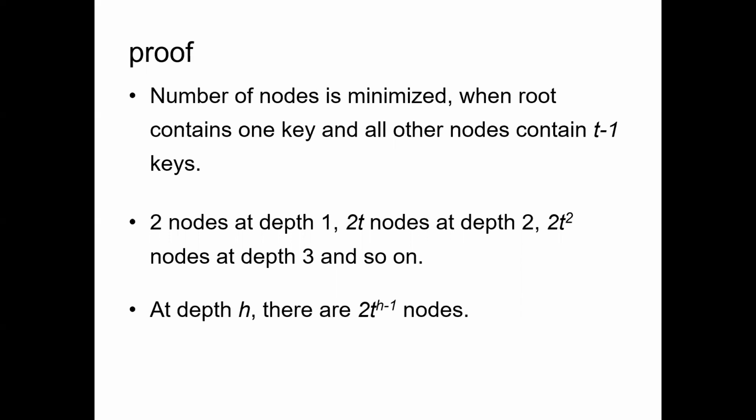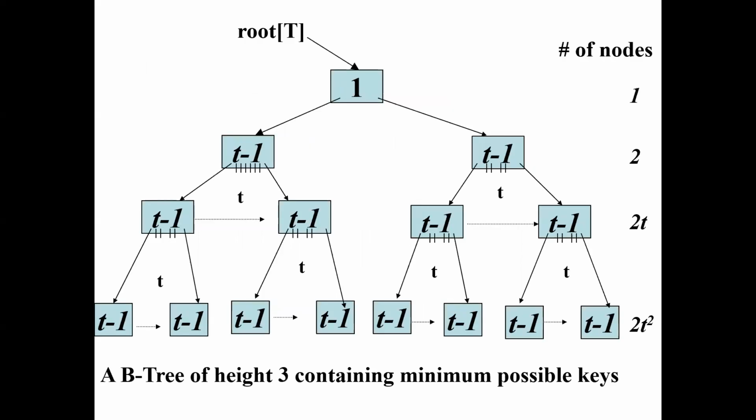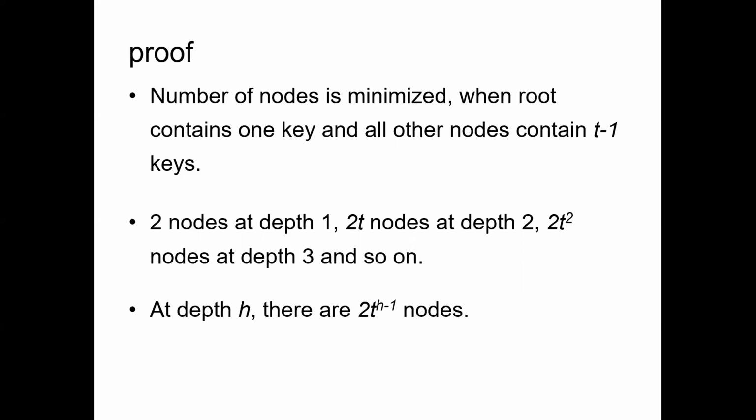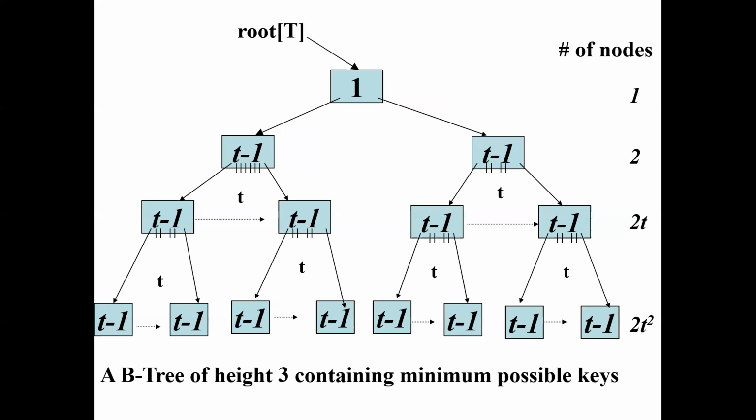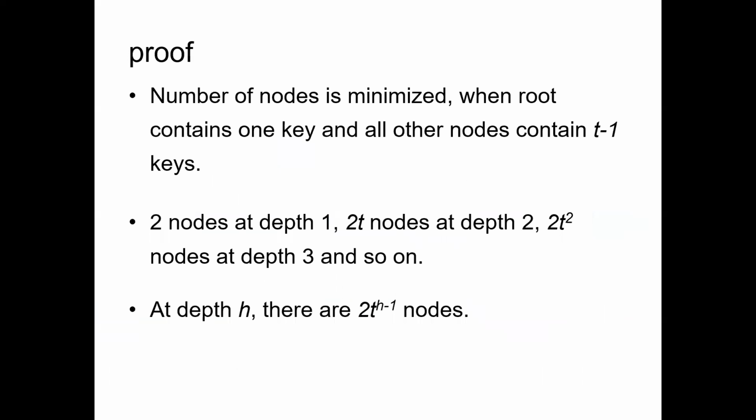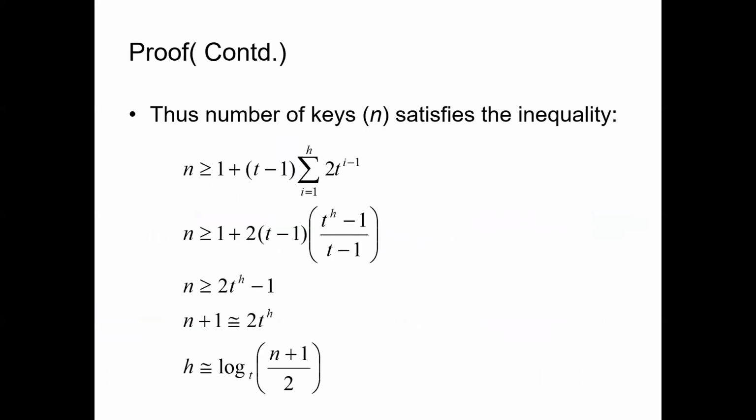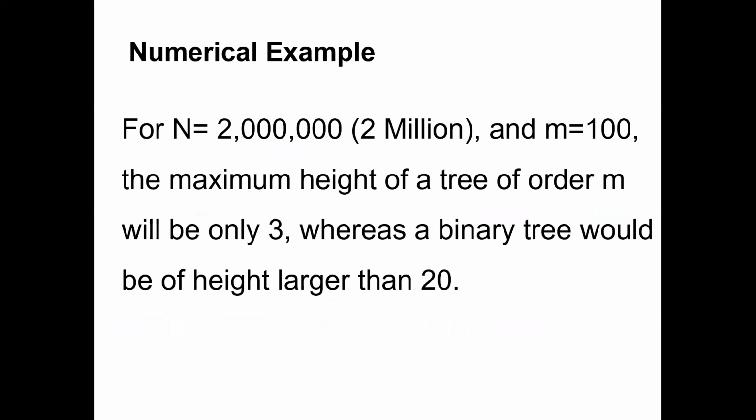So at depth there is a general formula. If we see these numbers on the right side, we can define that at height h we have 2t to the power h minus 1 nodes. So at depth 3, we have 2t to the power h minus 1, that is 3 minus 1, which is 2. So we have 2t square nodes at level 3. This you can skip at the moment.